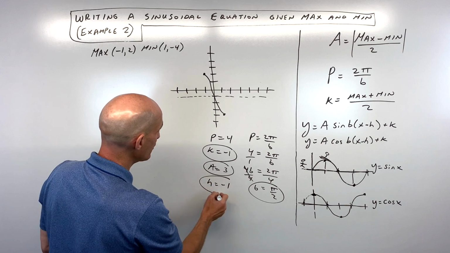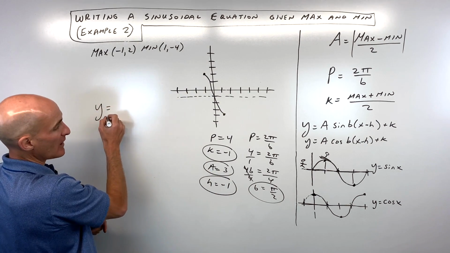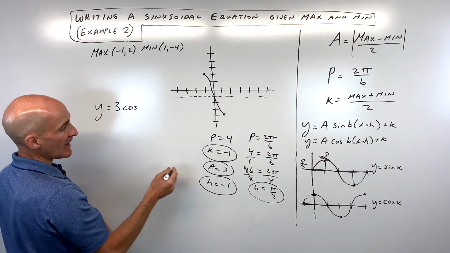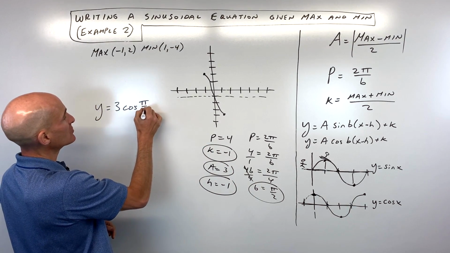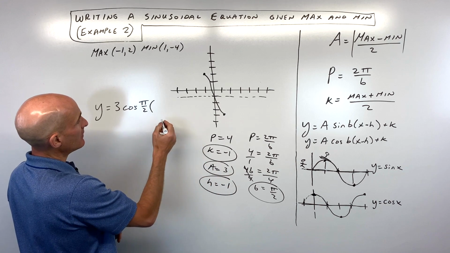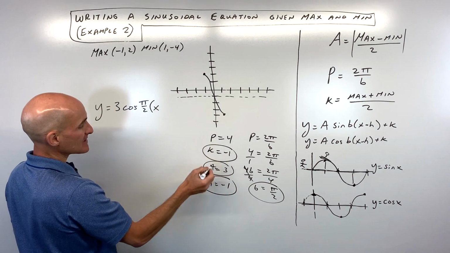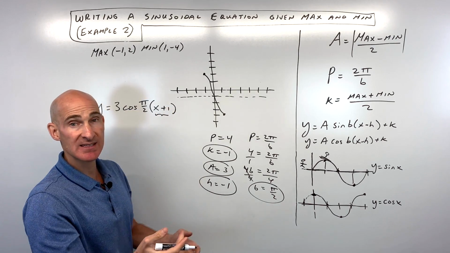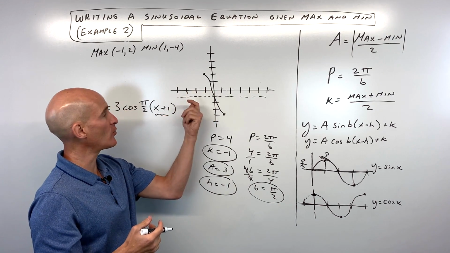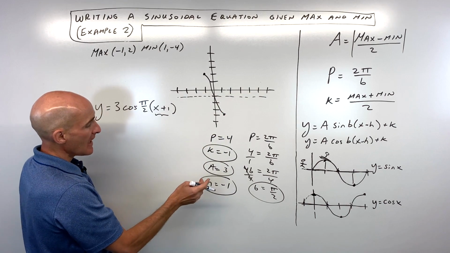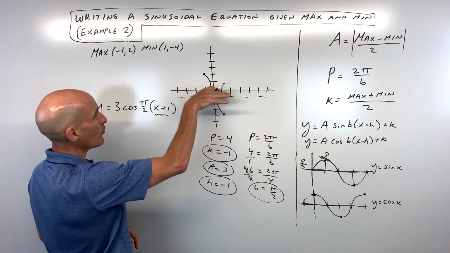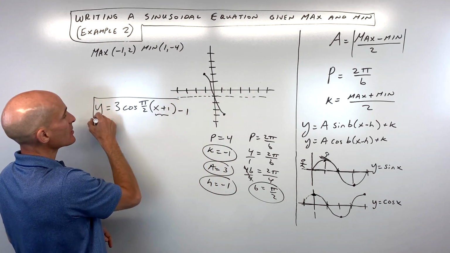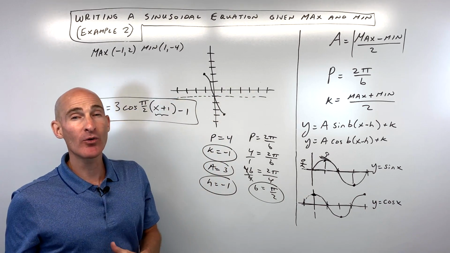Okay, so let's put this all together now. With the cosine graph, we have y is equal to amplitude of 3, cosine, the b value is pi over 2. It's shifting left 1, so that's going to be x minus -1, which is like x plus 1. Remember, the one that's grouped with the x here has the opposite effect. Plus 1 is going left 1. If it was -1, it would go right 1. And then we said that the k value was down 1, so it shifted down 1. That's our new midline. So this is our cosine graph.